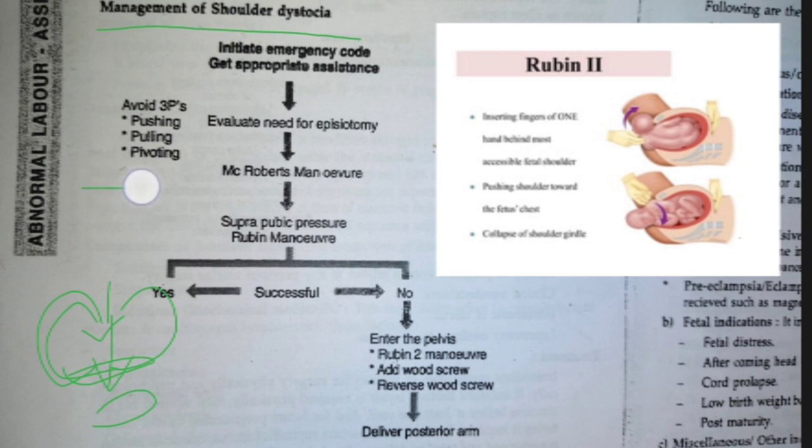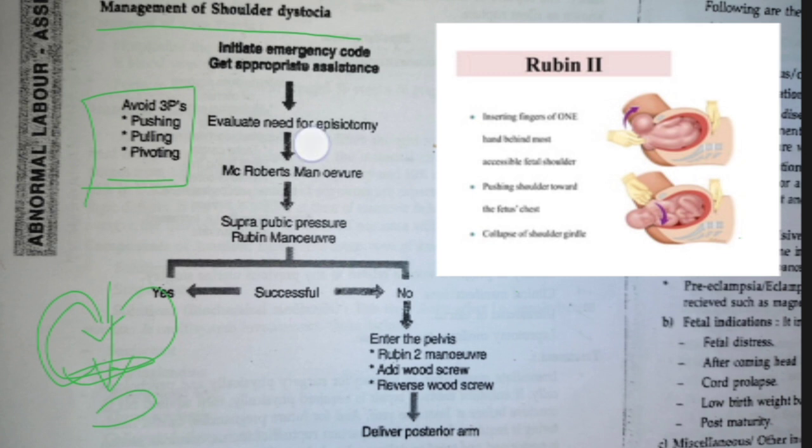First, we need to stop these three things. We need to stop the push technique because it causes injury to the mother and the baby. The pull technique is also stopped. And pivoting. Pivoting is nothing but trying to rotate the baby, trying to change the position of the baby by rotating. That also causes injury. We need to stop these three things.